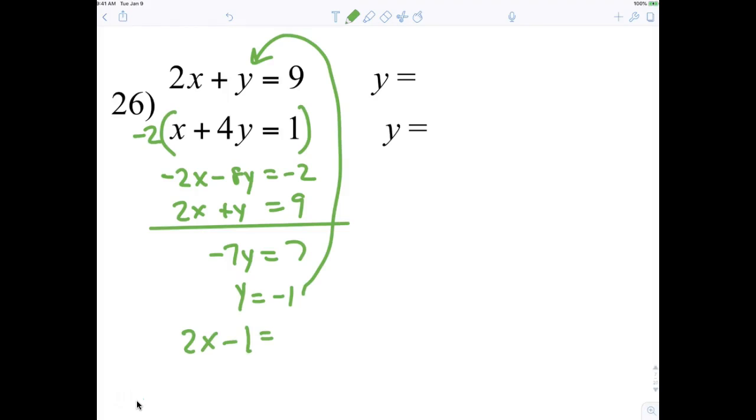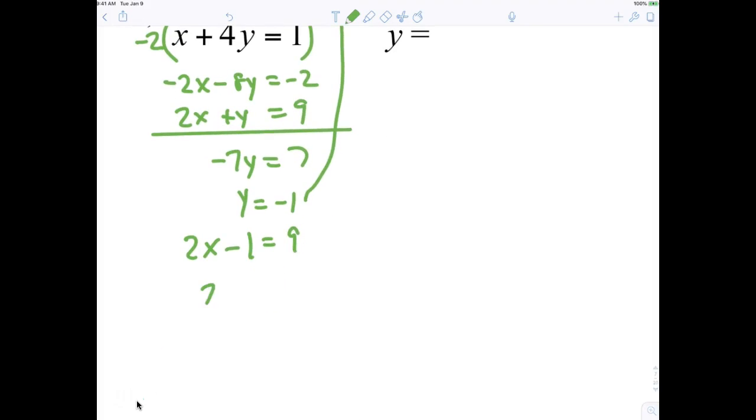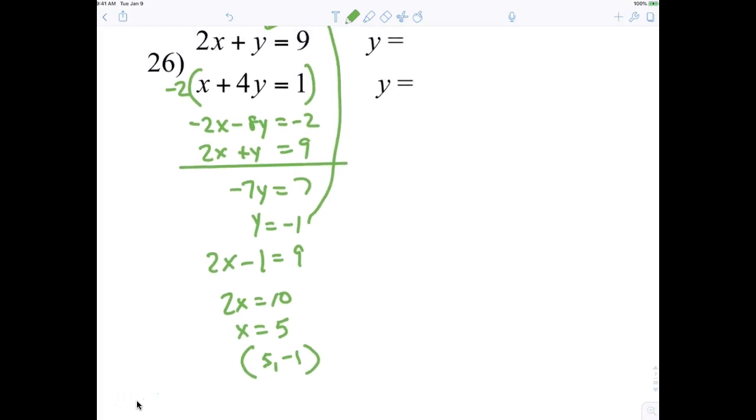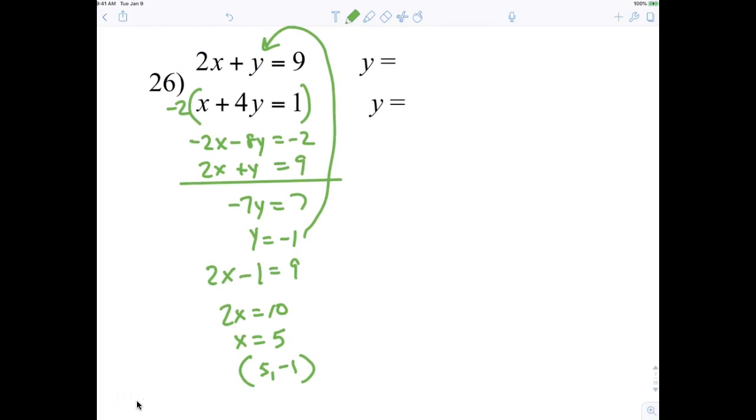Now I plug -1 into my equation. 2x minus 1 equals 9. 2x equals 10, so x equals 5. My solution is 5 comma -1. Anybody have any issues with that? Any issues? All right.